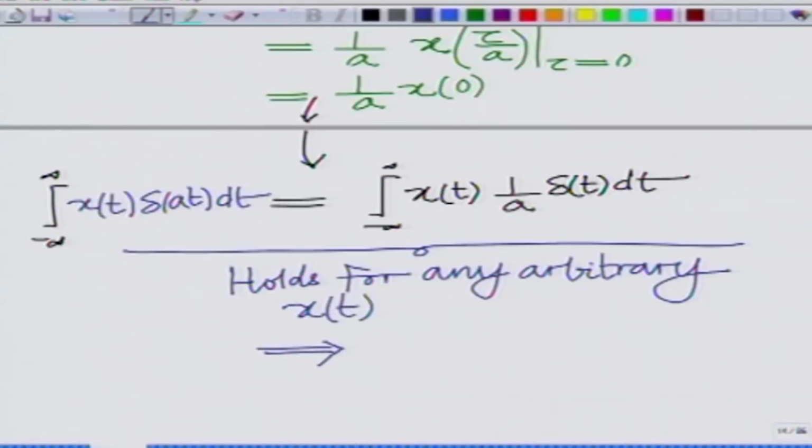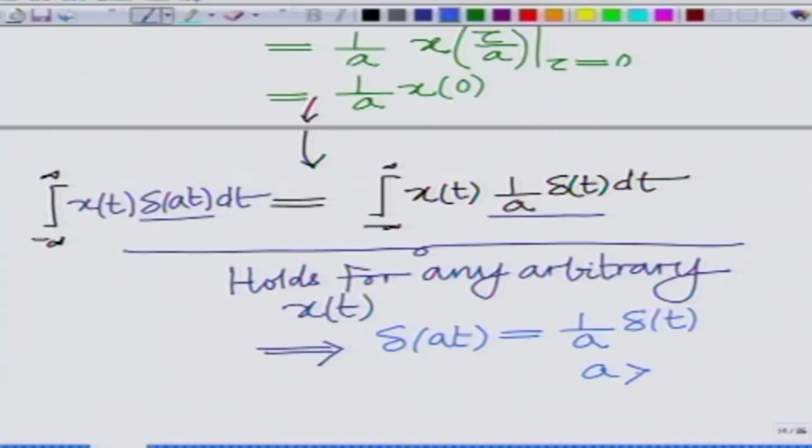This only implies that this quantity must be equal to this quantity. This implies delta a t equals 1 over delta tau for any a greater than 0. So, that is basically your solution.